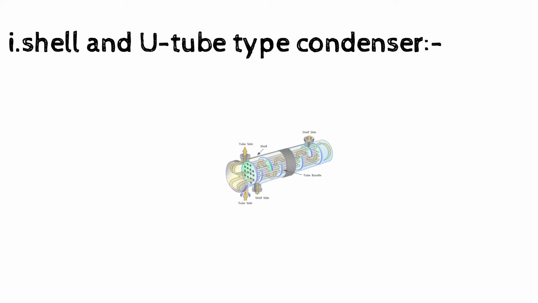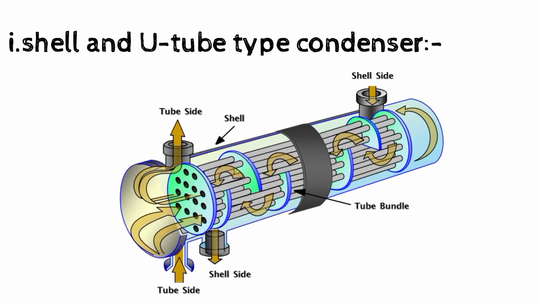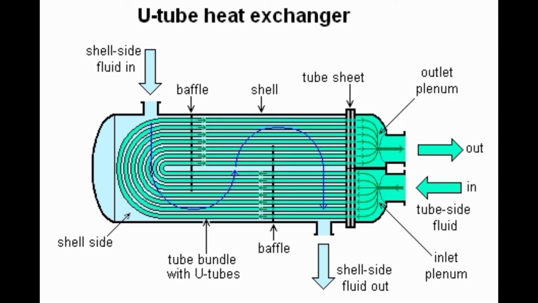First one, the shell and U-tube condenser. From the compressor, the refrigerant comes with high pressure and high temperature, around 89 degrees Celsius, and enters into the shell and U-tube condenser. The water comes from the cooling tower and enters the U-tubes at around 27 degrees Celsius, and the water comes out at around 32 degrees Celsius and returns to the cooling tower to cool it.